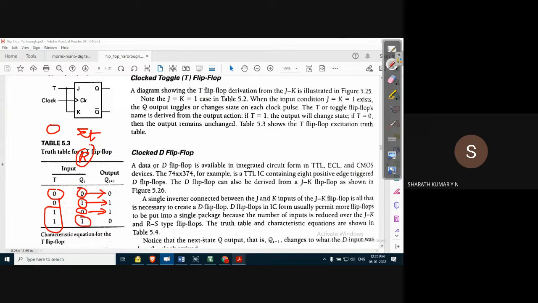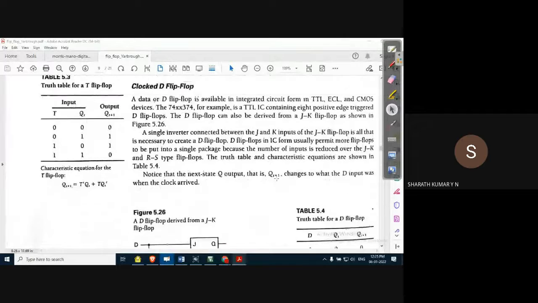the present state is 1, the next state will be logical 0. This condition is called a toggling condition, that is, when the T input is 1, whereas when the T input is 0, there is no change. I mean, the output remains the same. That is because of the basic operation of the JK flip-flop, which is derived from the SR flip-flop. Very simple.